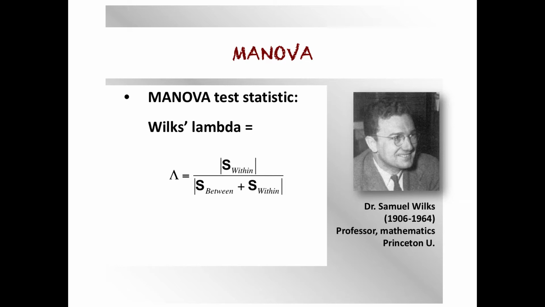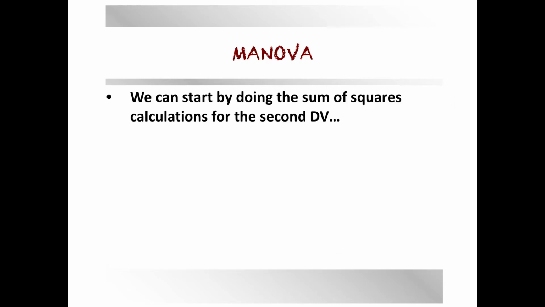We also see vertical lines here. The vertical lines are not absolute values. They are determinants of the matrices that we get. The determinant of a matrix we will see here in a minute as well. It's similar to an eigenvalue in some sense because you're taking a matrix and trying to pull meaning out of it and convert it to just a single value. And so we'll see. Okay, so we start by doing the sums of squares calculations for the second DV.